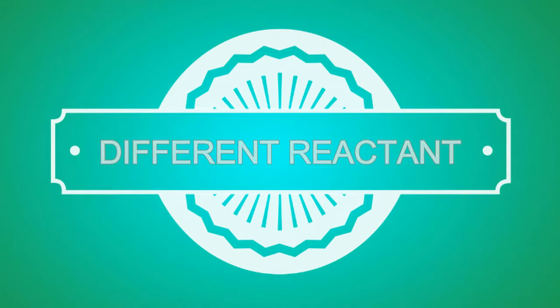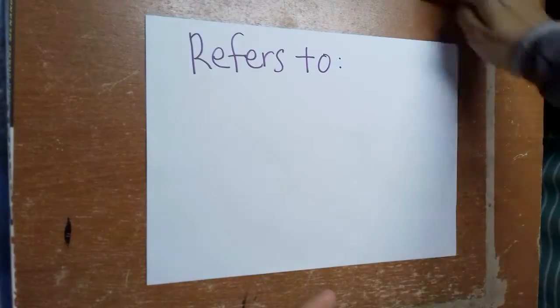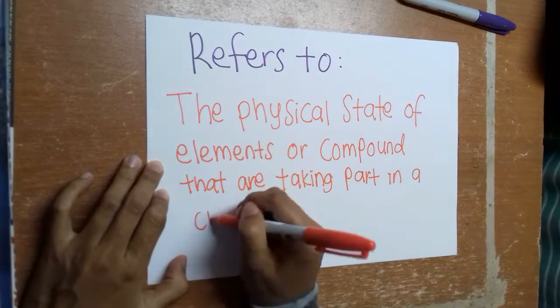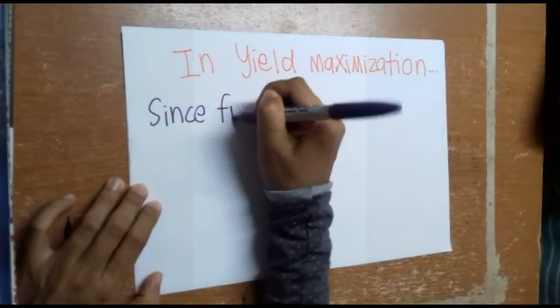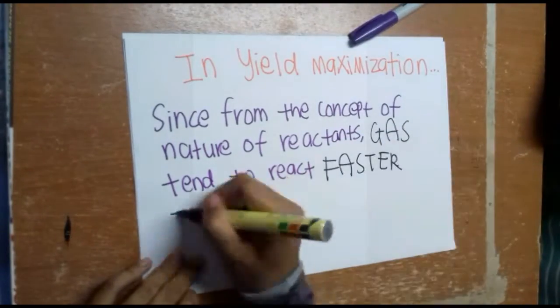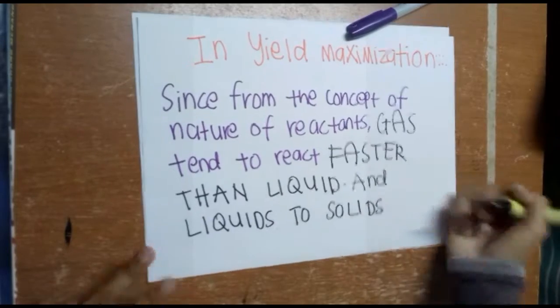Okay, thank you Fatin. Well guys, may I start? Here's the idea. The nature of reactants refers to the physical state of the elements or compounds that are taking part in a chemical reaction. In yield maximization, from the concept of nature of reactants, gas tends to react faster than liquid and liquids than solids.